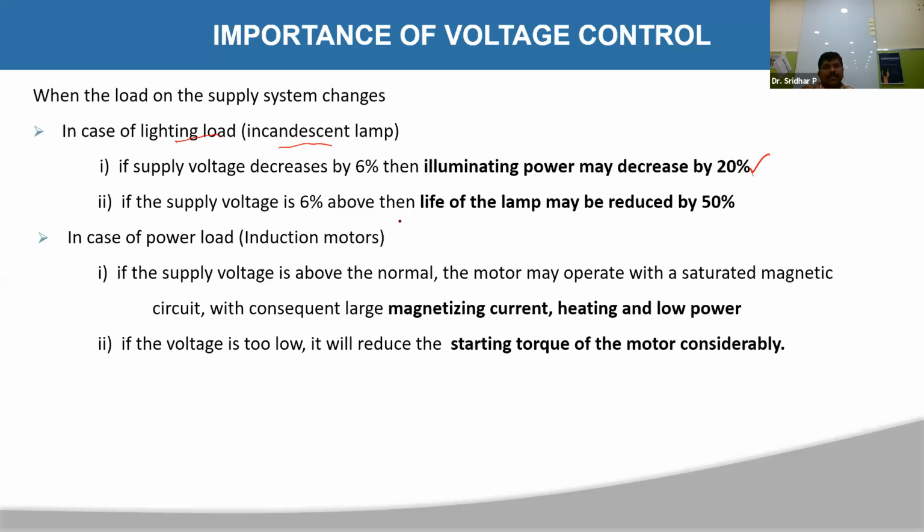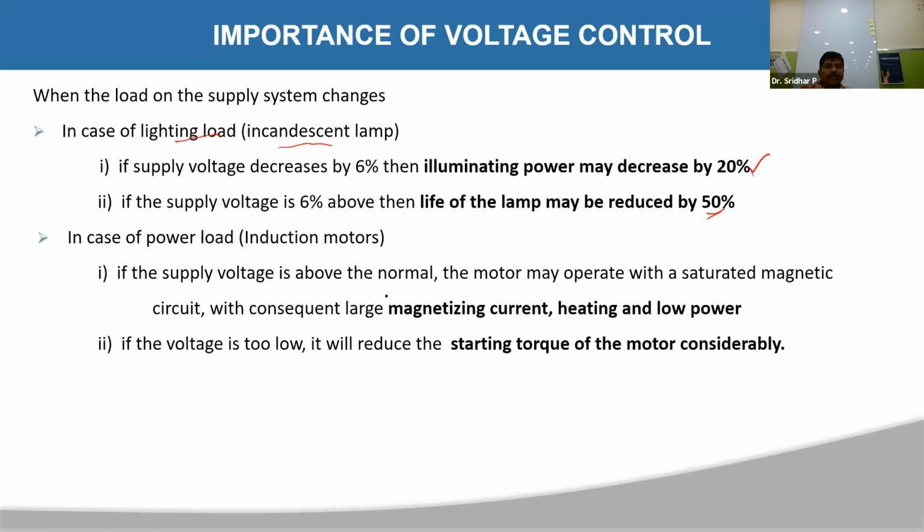Now, if the supply voltage is 6% above normal, the life of the lamp may be reduced by 50%. If a lamp operates well for 1 day or 10 days, then when these power fluctuations take place, it may lose 50% of its life. So that is the reason the voltage is to be maintained constant.